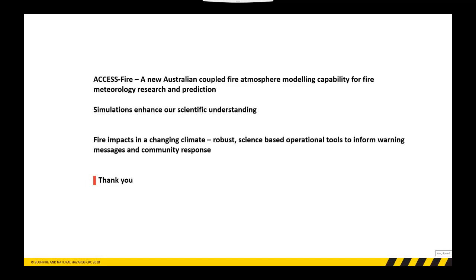The simulations have really helped enhance our scientific understanding of what's happening in the fire and atmosphere interaction processes, and that's in part because it's really difficult to take observations in a fire environment. And there's an increasing need and appetite in our fire agencies and also in the meteorologists for more use of this kind of tool, because we're seeing increased fire impacts in a changing climate. And we need to have the robust and the science-based tools to inform the warning messages, and in particular the community response. Thank you.